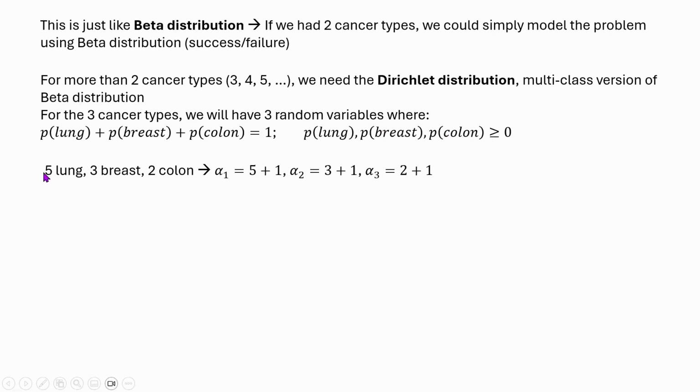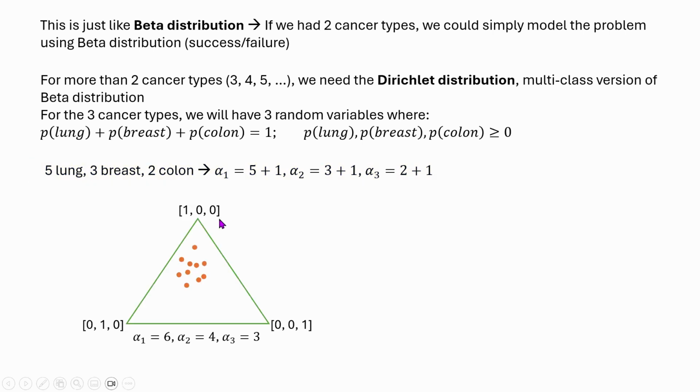Okay, so for this case that we are discussing, 5 lung, 3 breast, and 2 colon, these will be the different alpha values. The alpha values determine how the Dirichlet distribution will behave, or how the distribution PDF will look. So alpha 1, alpha 2, and alpha 3 will be 1 plus the number of outcomes of that particular class. For example, we have 5 lung cancer samples, so alpha 1 equals 5 plus 1. We have 3 breast cancer samples, so alpha 2 equals 3 plus 1, and so on and so forth.